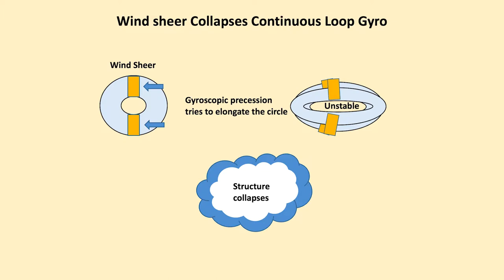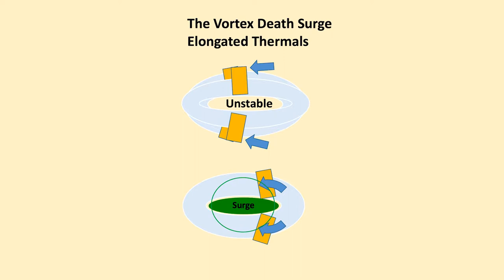Wind shear can collapse this continuous loop gyro. If the thermal becomes elongated at all, then again, the whole structure of it becomes unstable and it will break apart.